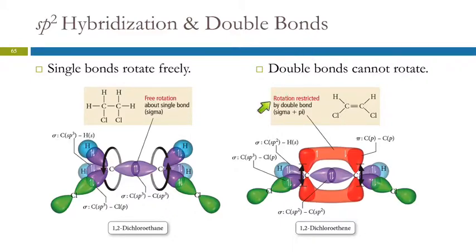So double bonds cannot rotate. Single bonds can. Any questions? Does that make any sense? Valence bond theory explains why this happens. Lewis theory does not.